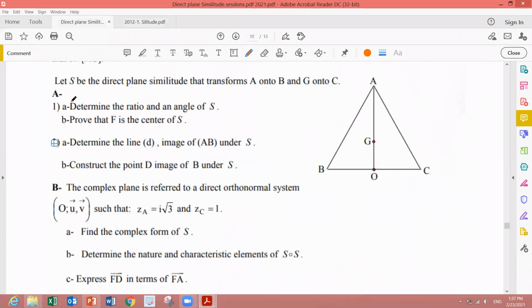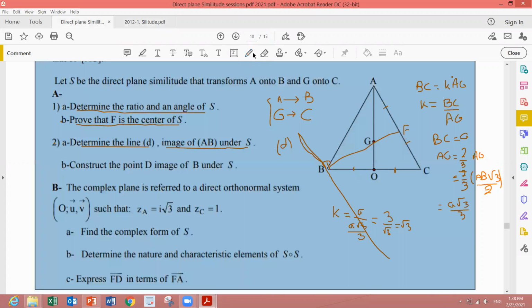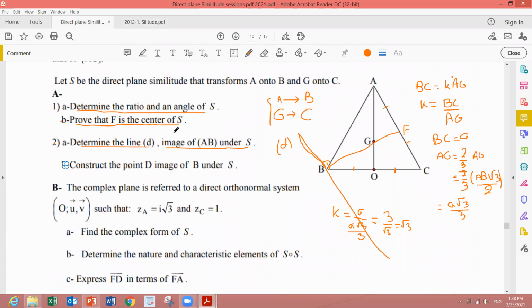Thomas, now this is part B. Construct the point B, the image of B under S. Construct S of B.